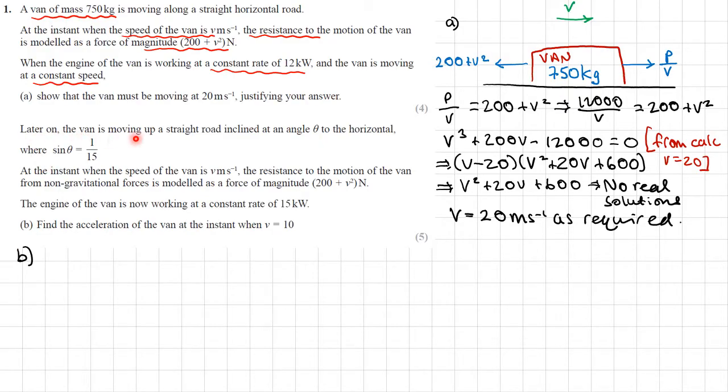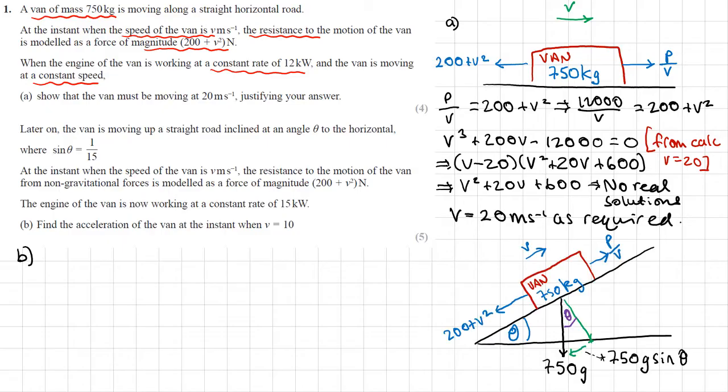It says later on the van is moving up a straight road inclined at an angle theta to the horizontal where sine theta is 1 over 15. At the instant when the speed of the van is v meters per second, the resistance to the motion of the van from the non-gravitational forces is modelled as a force of magnitude 200 plus v squared. So that's the same as before. The engine of the van is now working at a constant rate of 15 kilowatts. Part B, find the acceleration of the van at the instant when v is equal to 10.